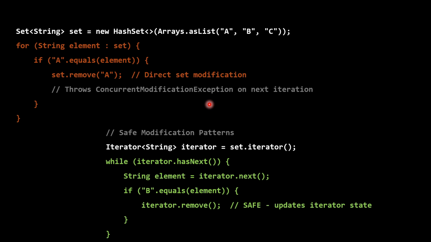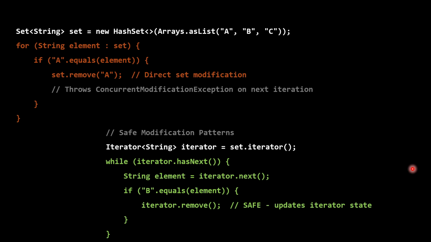Here is a concrete example of this problem. This code demonstrates a classic ConcurrentModificationException scenario. We attempt to remove an element directly from the set while iterating, which modifies the underlying collection without updating the iterator's state. The next iteration detects the inconsistency and throws this exception.